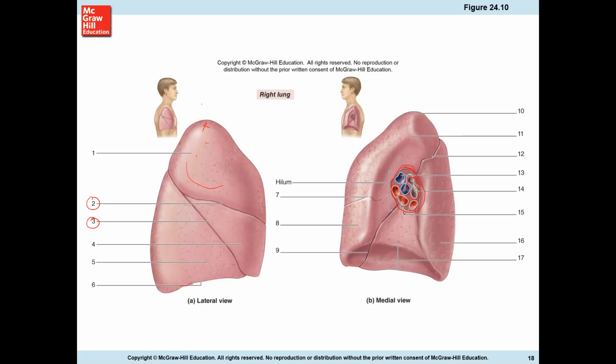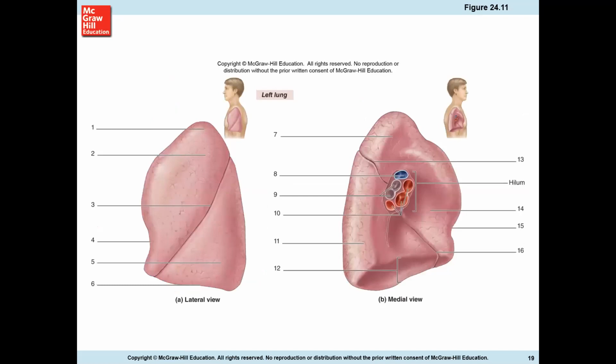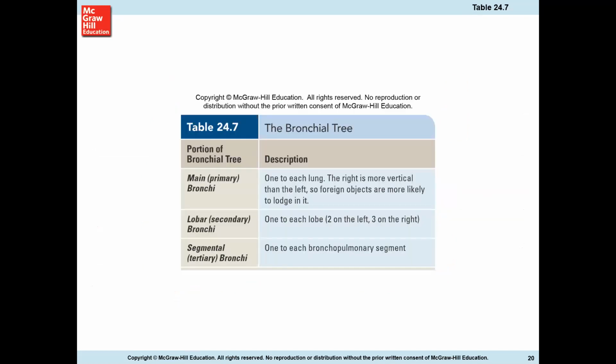So your lower lobe, your upper or superior lobe, inferior lobe, and middle lobe are on the right lung. The left lung only has 2 lobes. Here we go, here are the 2 lobes, and it just has an oblique fissure, which you can see. So the bronchial tree starts with the trachea, of course, and then branches into the bronchi.